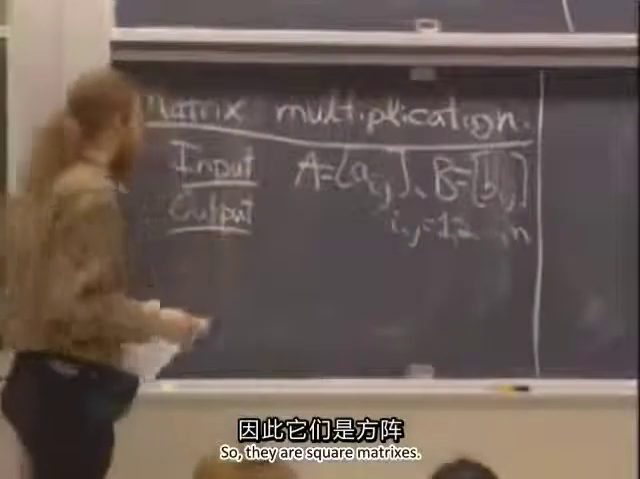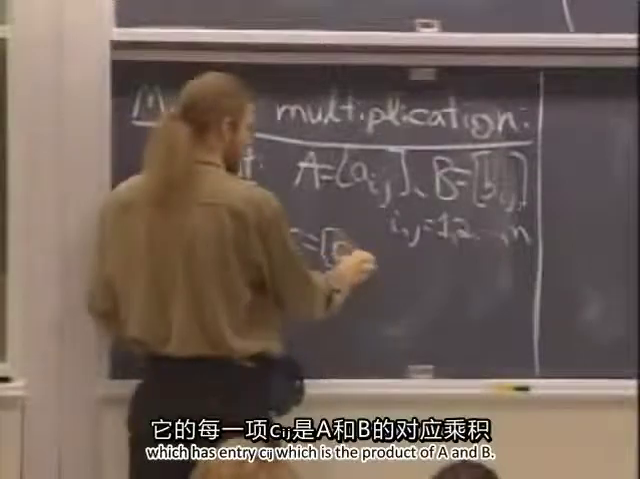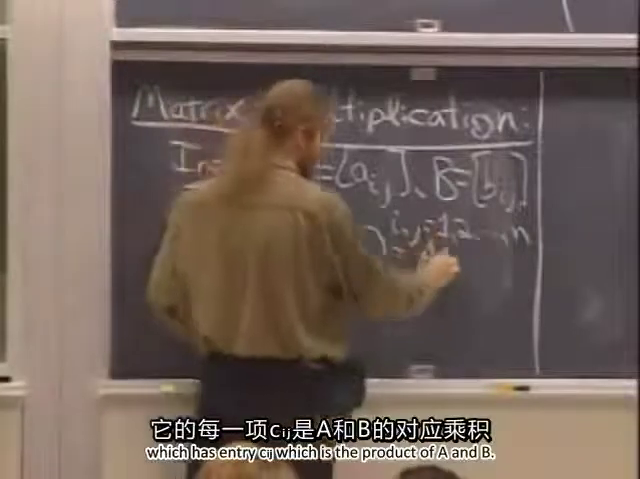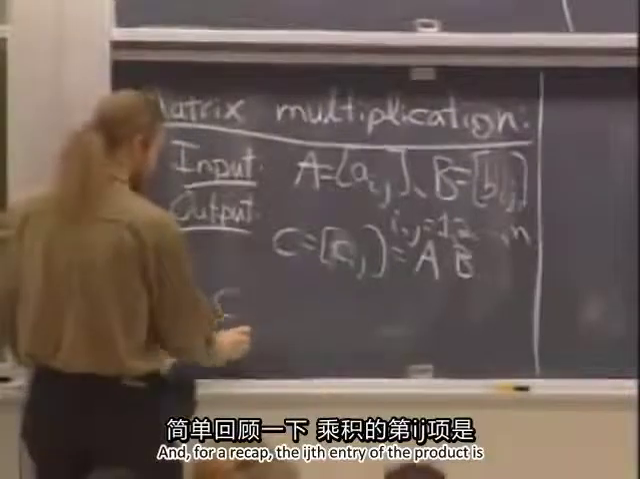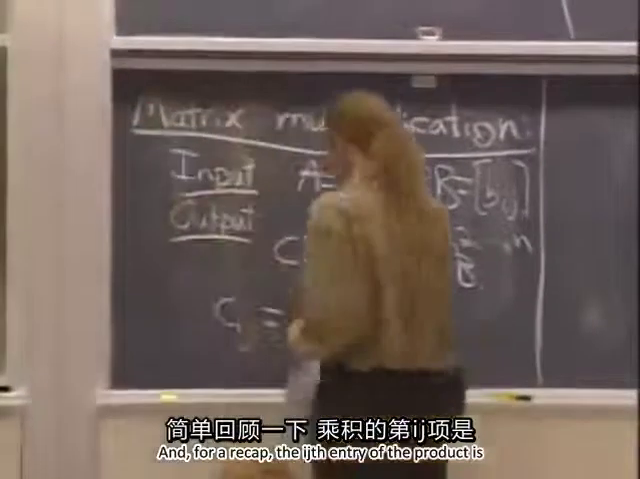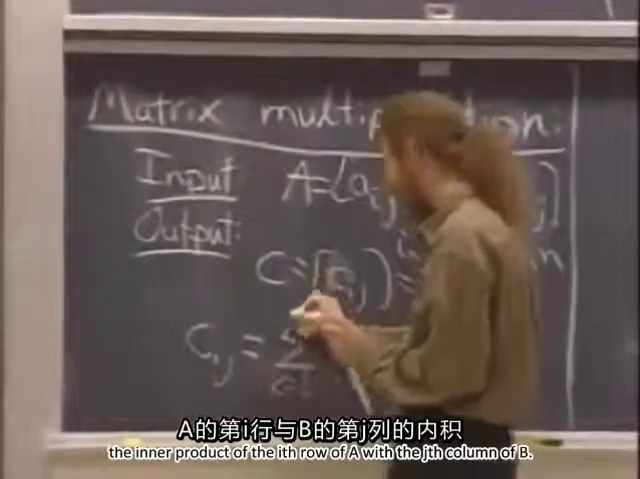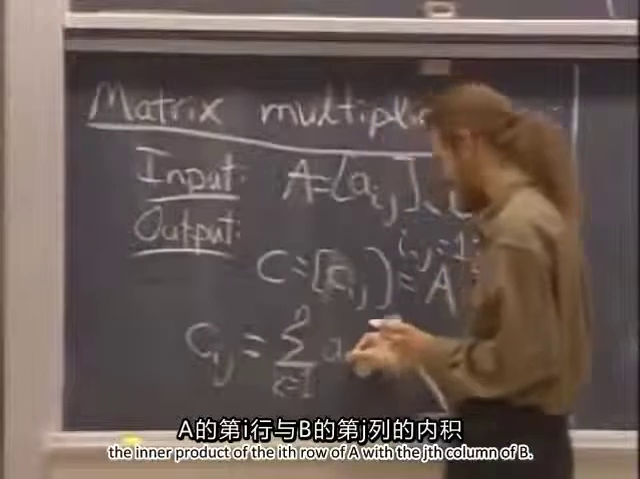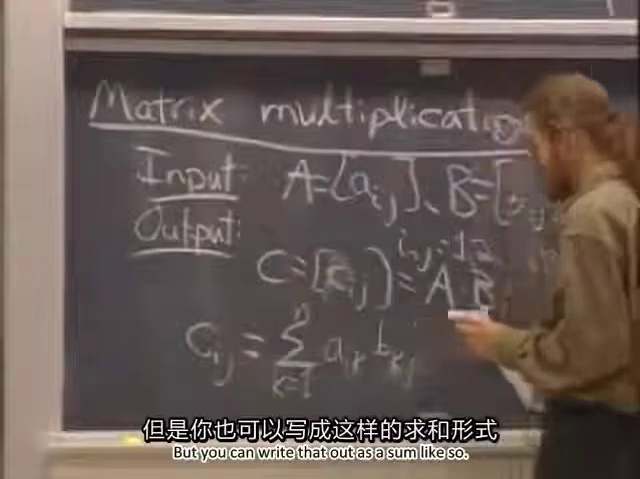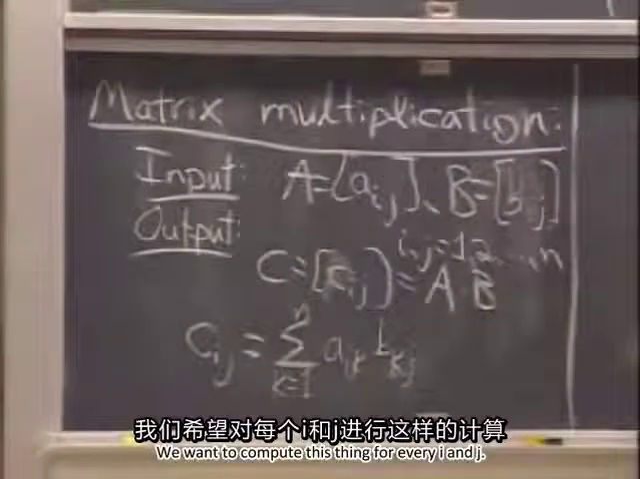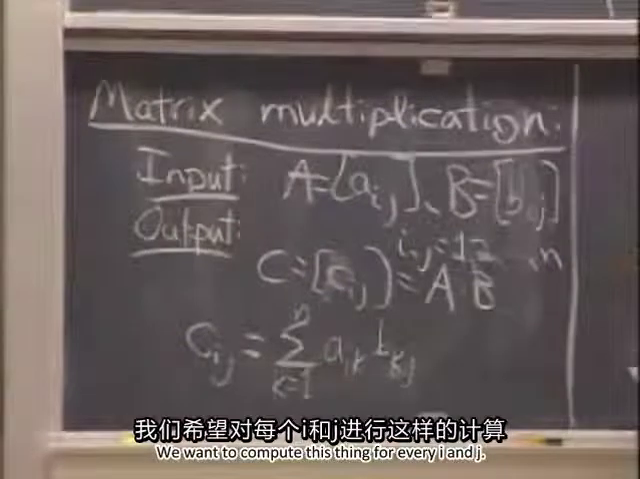So they're square matrices. The output is to compute C, which has entry c_ij, which is the product of A and B. For a recap, the ijth entry of the product is the inner product of the ith row of A with the jth column of B. But you can write that out as a sum, like so. So we want to compute this thing for every i and j.